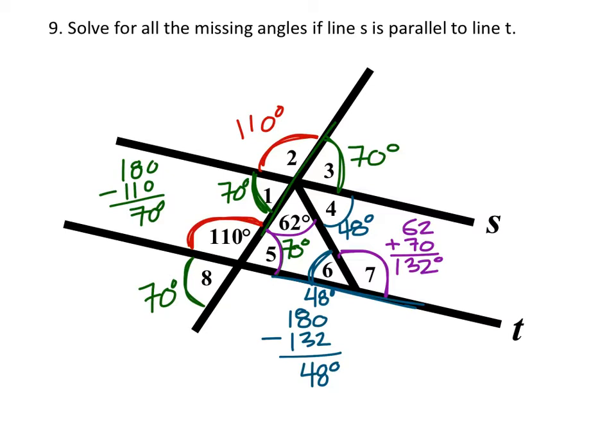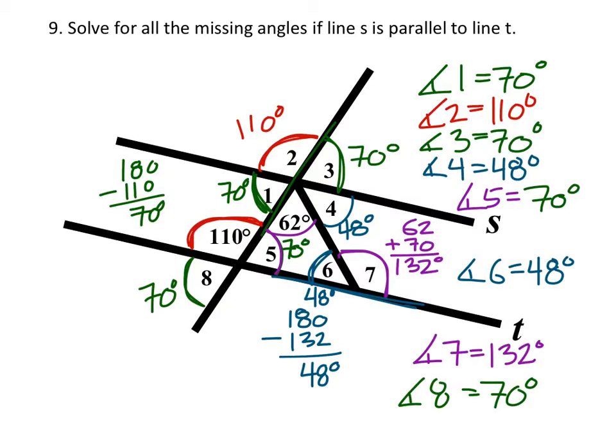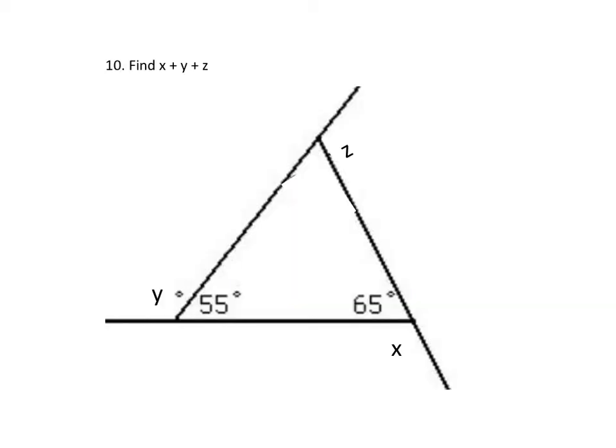So let's look at these as a list. There's the list there on the right of all of them. It's very nice. This one's asking us something a little different. It's saying find x plus y plus z. So not only do you have to find those angles, you have to add them together after you find them. 1 minute, go.